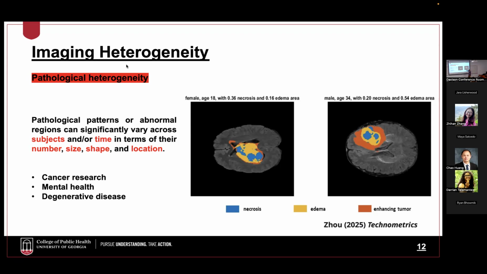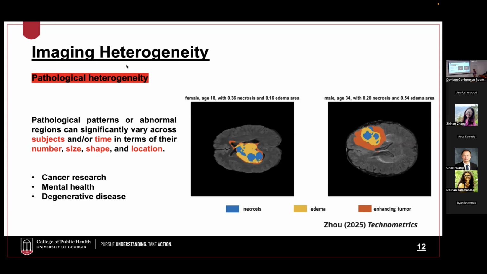So here is a very specific example. You can see these are two MRI scans from GBM patients. If you take a look at the tumor areas, which are segmented by some imaging preprocessing tools, the location, the size, and the shape are totally different between these two patients. So we call this kind of heterogeneity pathological heterogeneity.